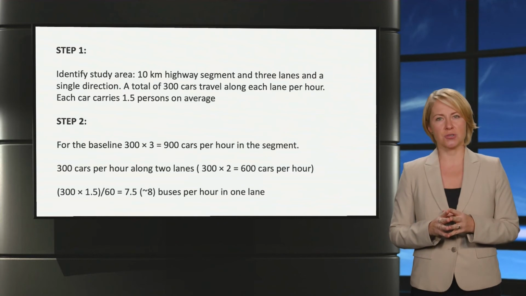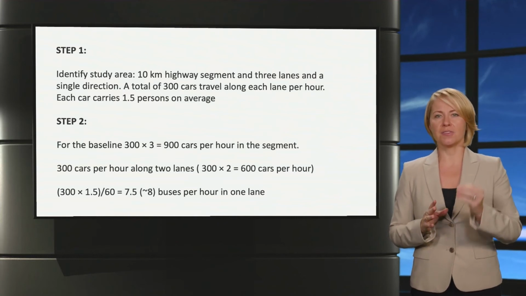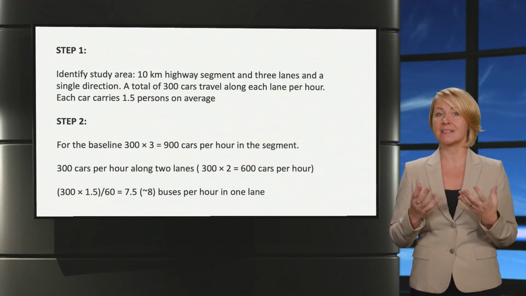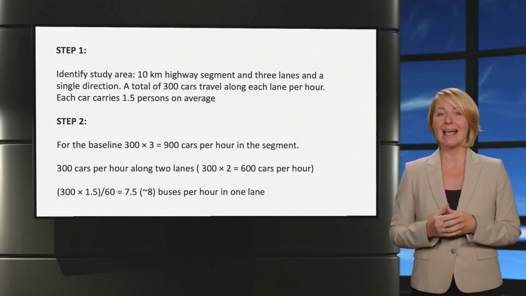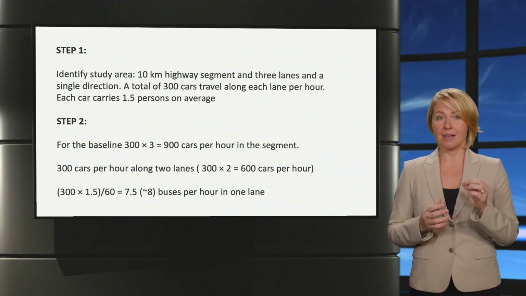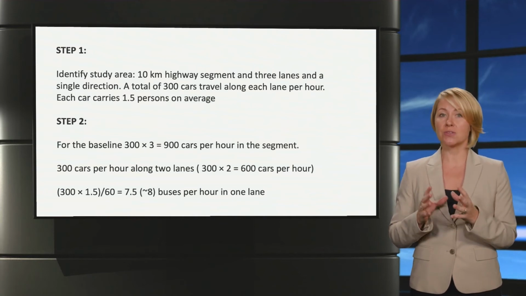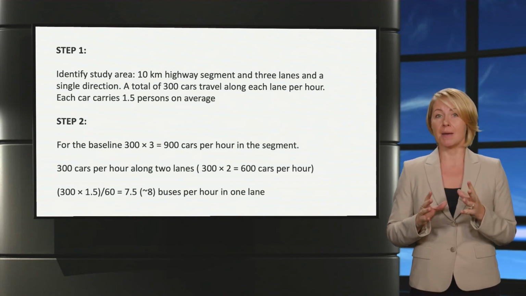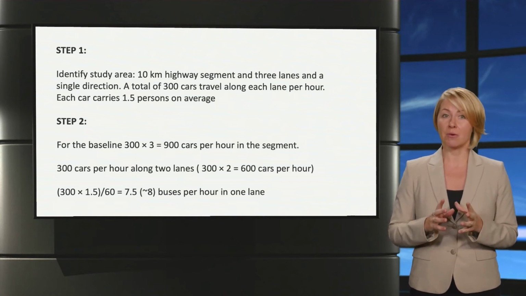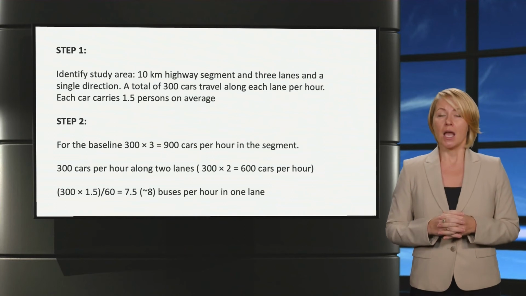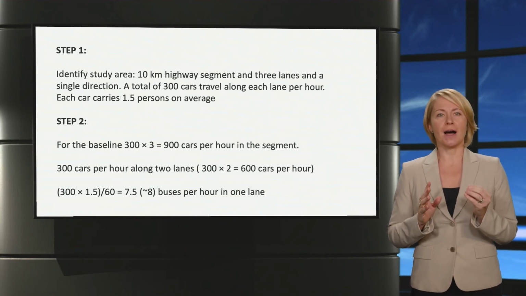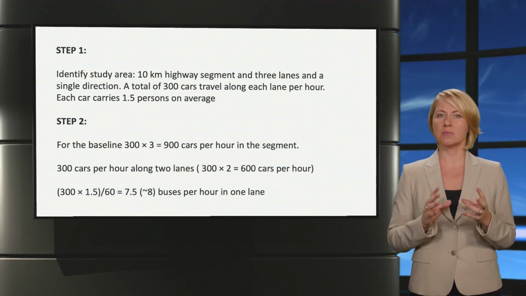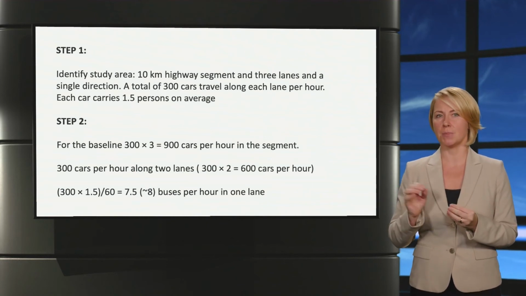The alternative situation considers a volume of 300 cars per hour along 2 lanes only, so that will be 600 cars per hour, and an equivalent bus flow that carries the passengers who stopped using one of the lanes in this segment, and that will be about 7.5 buses per hour in one lane. And then 1.5 was the occupancy per car, and 60 was the assumed number of passengers in each bus.